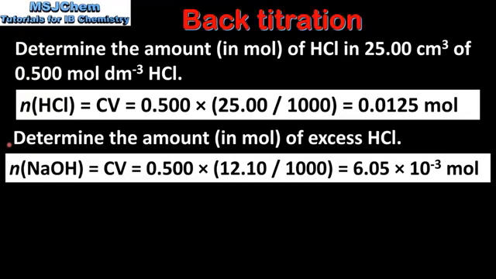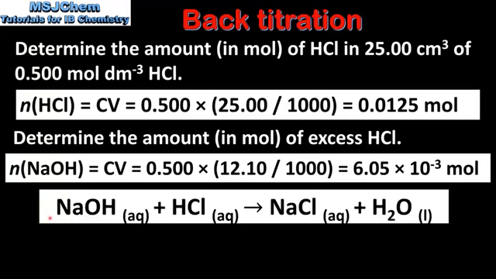Next, we determine the amount in moles of excess hydrochloric acid. To do this, we calculate the amount in moles of sodium hydroxide that reacted with the excess hydrochloric acid. So that's 0.5 times 12.10 divided by 1000. And this gives us 6.05 × 10⁻³ moles.